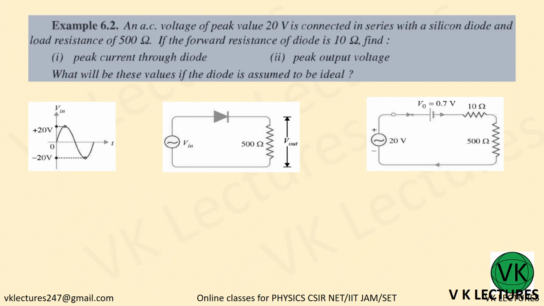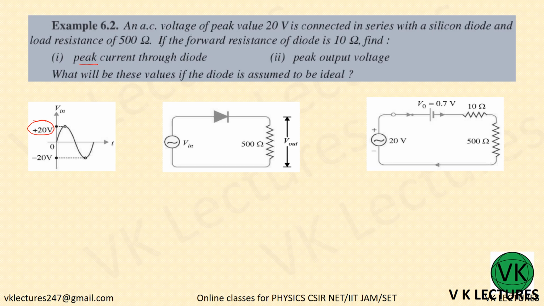An AC voltage has a peak value of 20 volt. Means 20 volt is being fed to the circuit in series with a silicon diode and load resistance of 500 ohm. If the forward resistance of the diode is 10 ohm, find peak current through the diode. Now why is it talking about peak current? Because the maximum voltage is this much, beyond that you won't get. Peak current means you have to supply peak voltage. So once you supply peak voltage, whatever current you are getting is nothing but peak current.